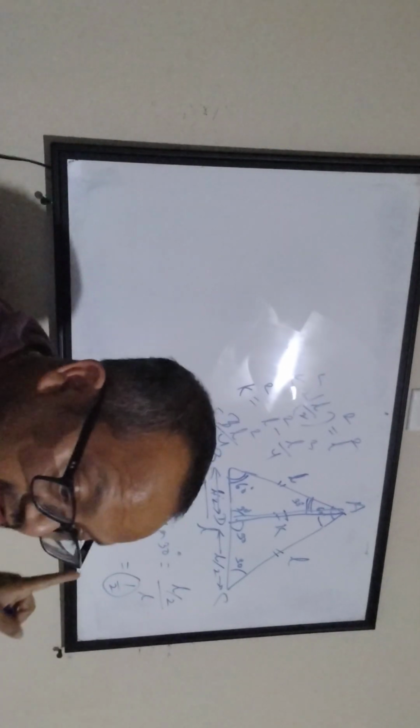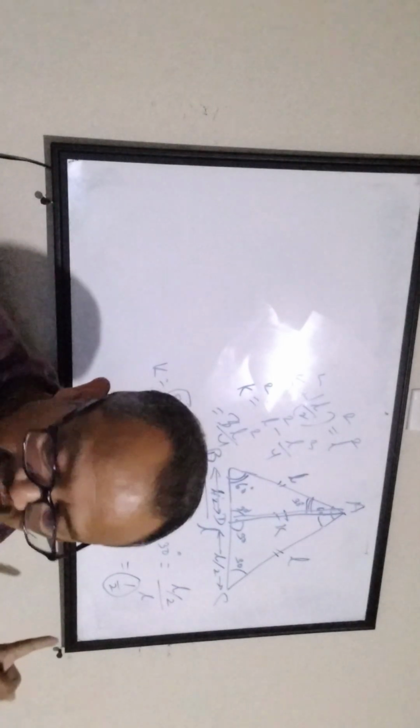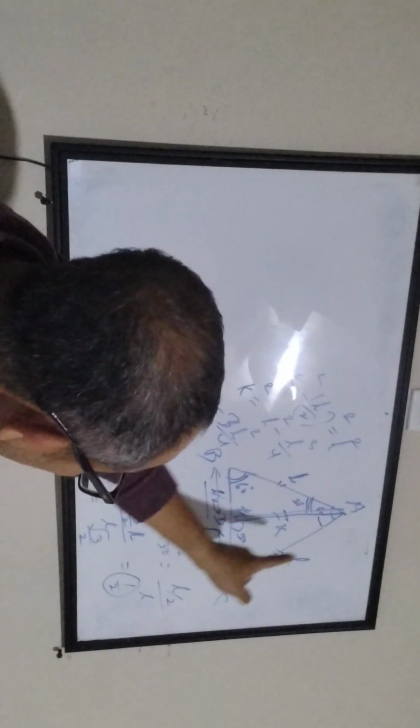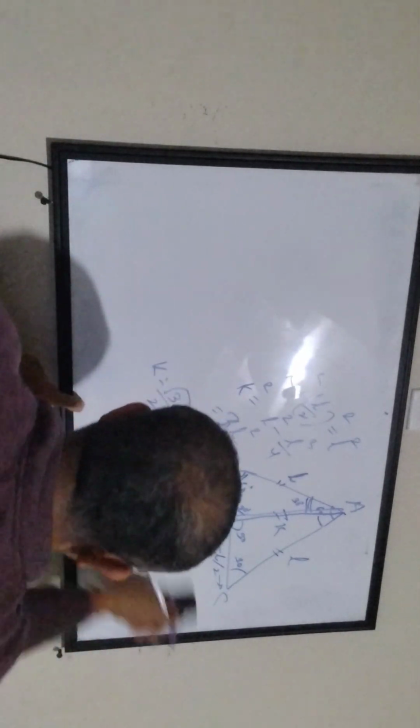I'm just rushing through it because we have done this in the past. I'm just helping you recall this. So from this, we just know that sine 30 degrees equals 1 by 2, and sine 60 degrees equals root 3 by 2.